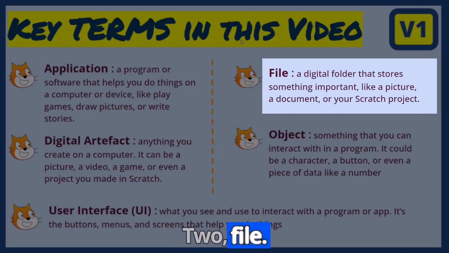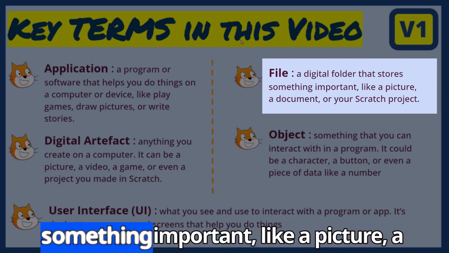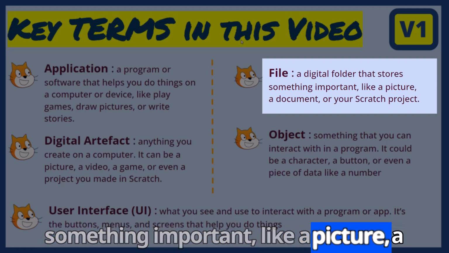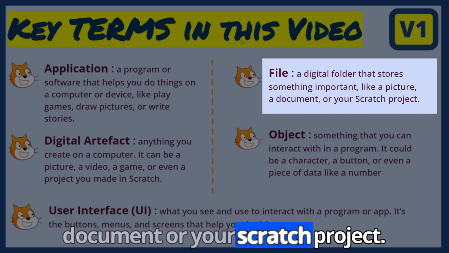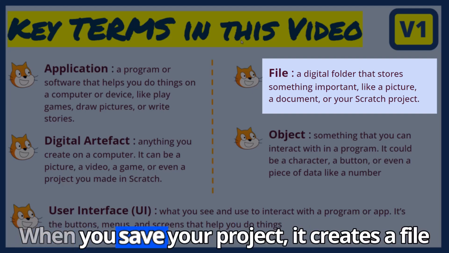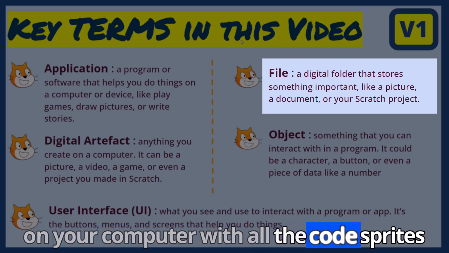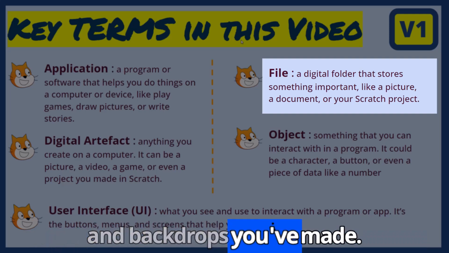2. File. A file is like a digital folder that stores something important, like a picture, a document, or your Scratch project. In Scratch, when you save your project, it creates a file on your computer with all the code, sprites, and backdrops you've made.